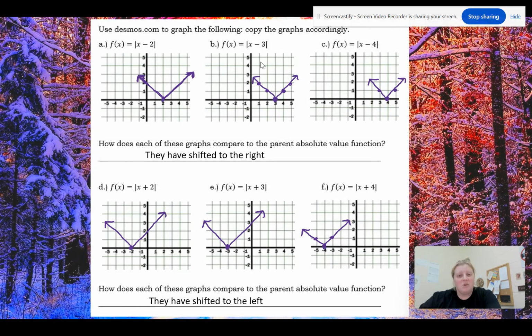So then we pause and we say, is there some kind of conclusion I can make from what's happening here? It seems that whenever I have a minus inside my bars, it makes my V go to the right. And when I have a plus inside the bars, it makes my V go to the left, which is kind of weird. You would think it would be the opposite. Negative would go left and positive go right. So one thing we want to note is when you're shifting or translating or moving sideways, it's opposite of what you'd think. So plus actually means left and minus actually means right.